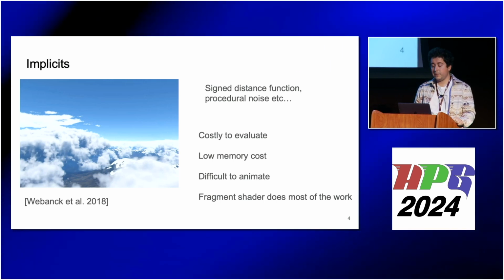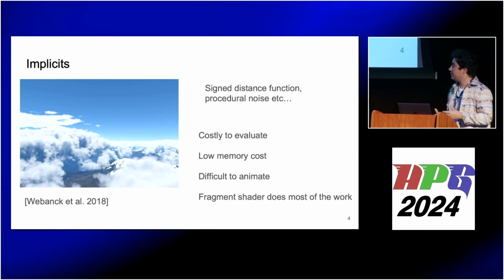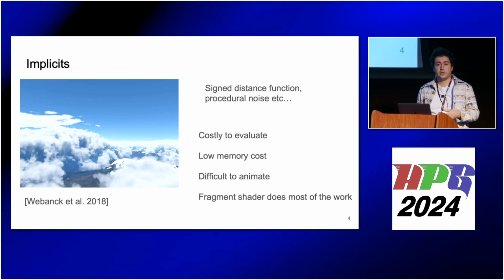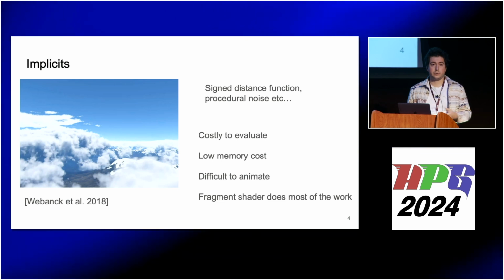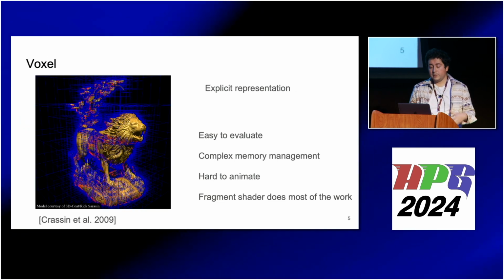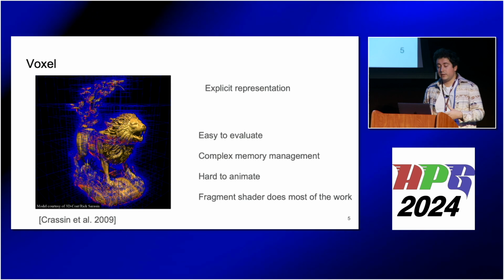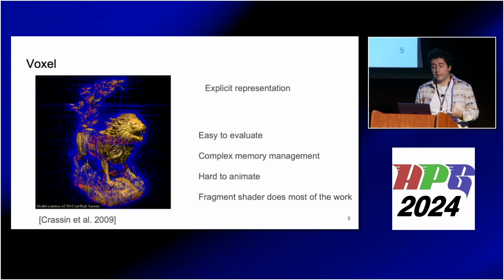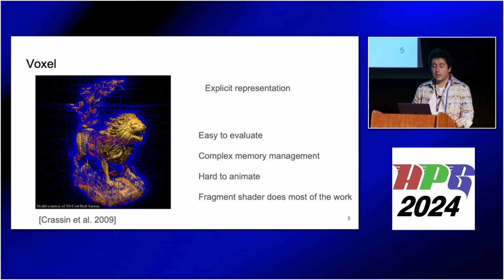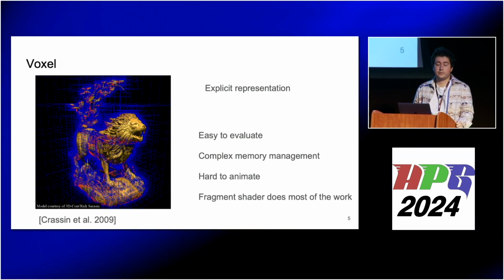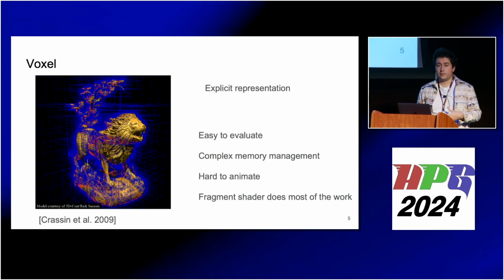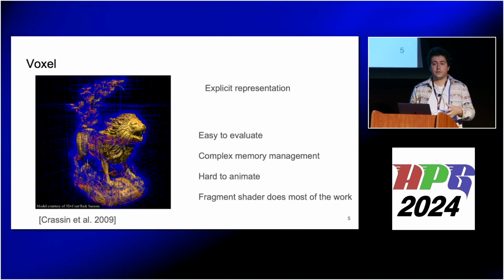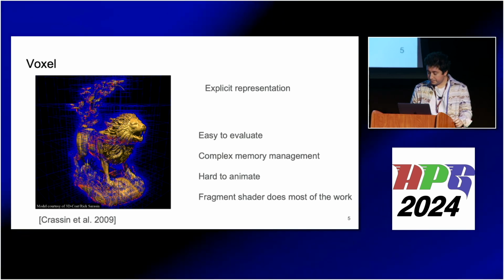However, it's quite difficult to animate, and it has poor workload balancing, and by that I mean that usually all the work is done by a single shading stage, usually a fragment shader, but it can also be a compute shader. When it comes to voxels, it's a bit similar. It's an explicit representation, as my colleague presented just before. It's quite easy to evaluate, but it requires complex memory management. It's also very hard to animate. And once again, a fragment shader or compute shader is doing all the work, and we don't really use much of the hardware accelerated features of the GPU there.